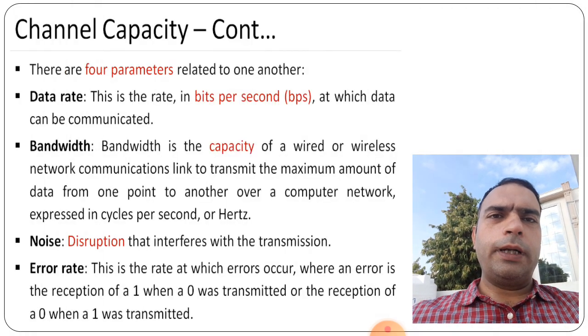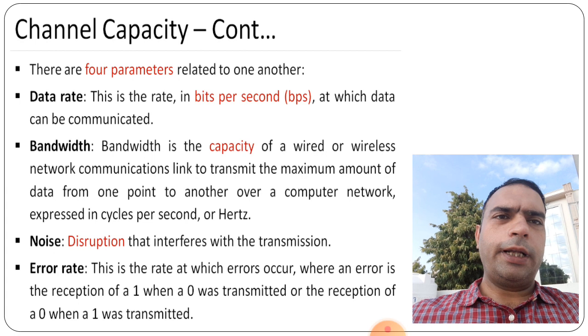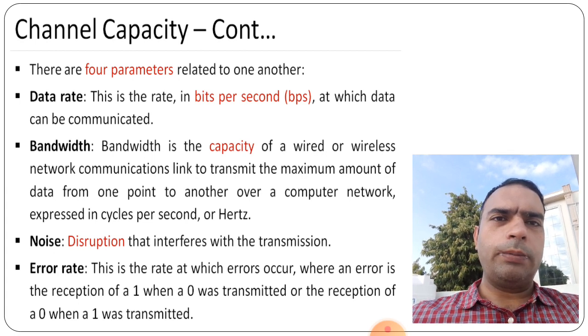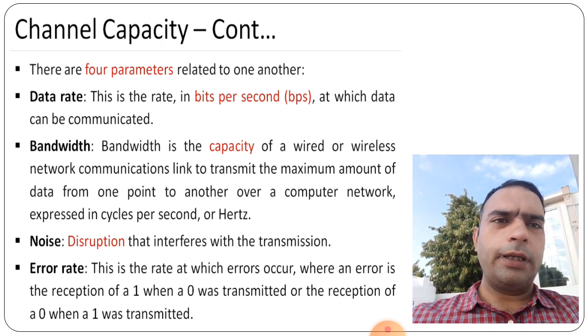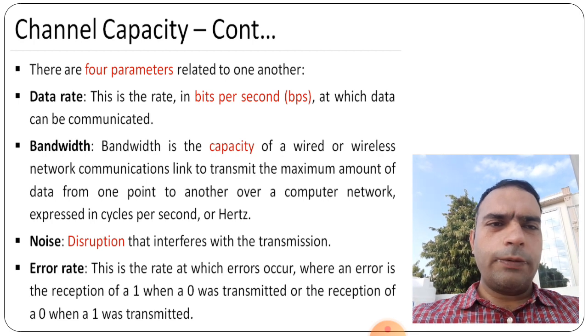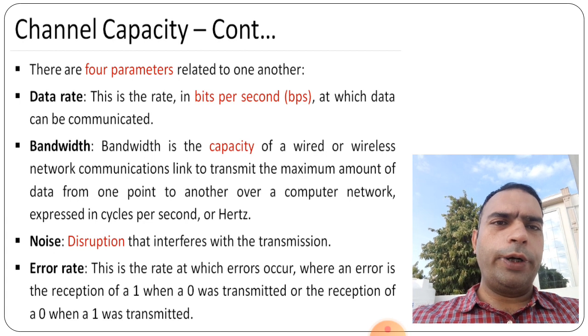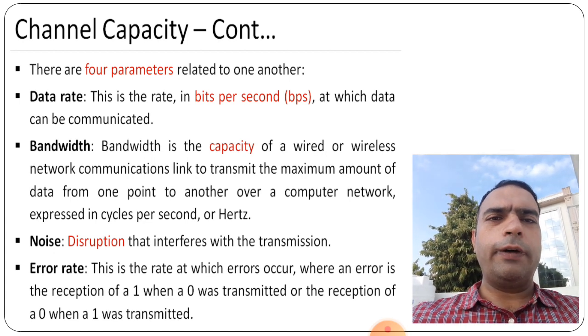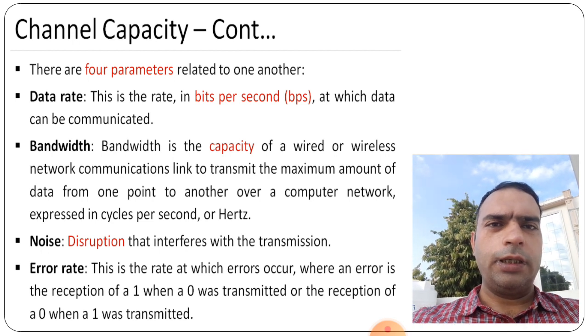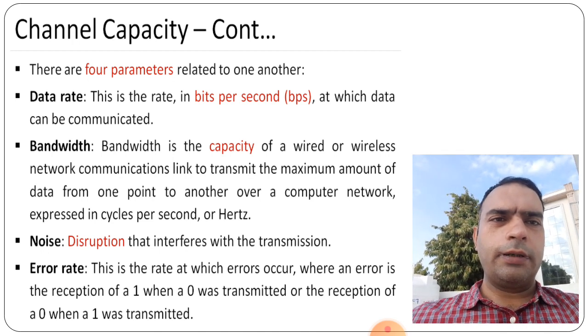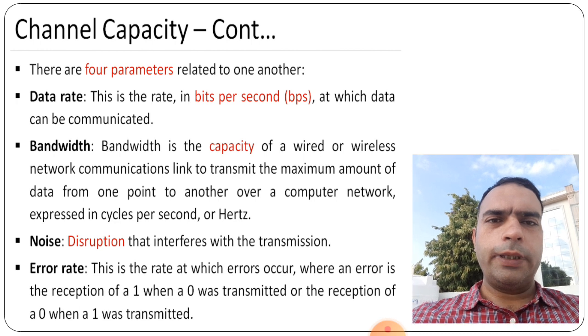Now there are four parameters. The first is the data rate. Data rate means bits per second, the rate at which you communicate data, so the data rate is used there. Bandwidth is what decides the speed, we can say, the capacity of a wire to transmit the maximum amount of data from one point to another over a computer network, expressed in cycles per second or hertz. That is the frequency. The bandwidth is measured in terms of frequency.